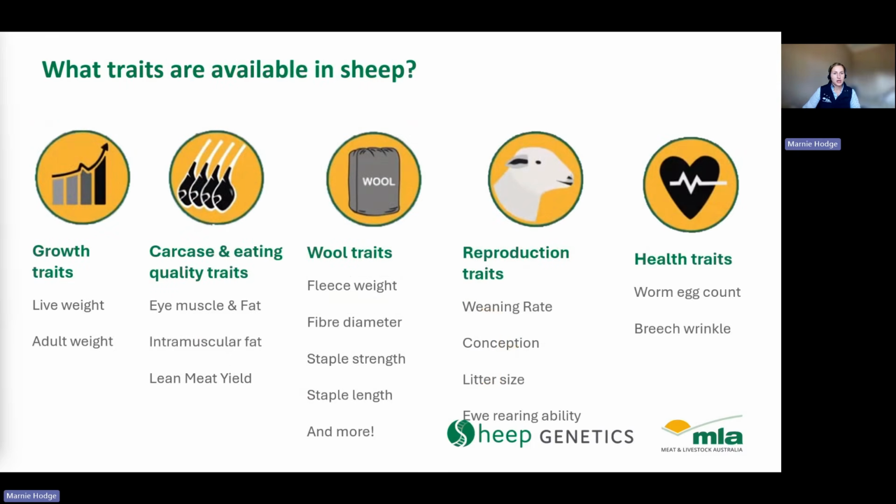In sheep, we report breeding values across 5 key trait groups. So we've got growth traits such as live weights, adult weights. We have carcass and eating quality traits like eye muscle and fat depth, intramuscular fat, lean meat yield, dressing percentage, etc. We have wool traits, which are for fleece quality and quantity. We report reproduction traits, so things like weaning rate and its components, being conception, litter size, and rearing ability. And then we also report health traits as well, so things like worm egg count and breech wrinkle.